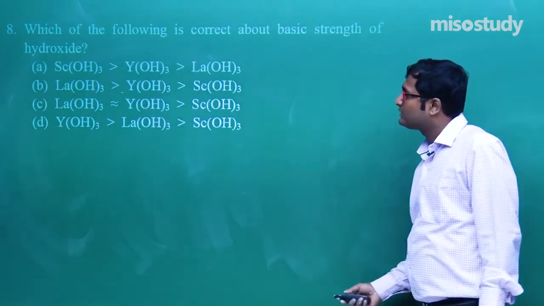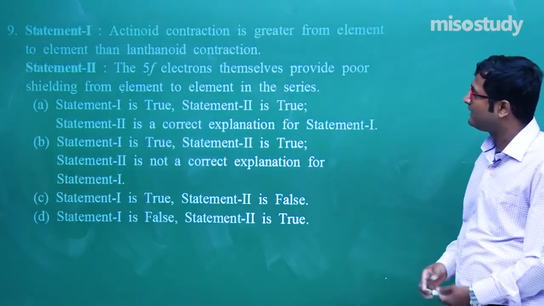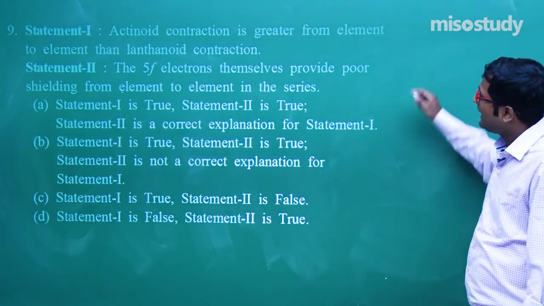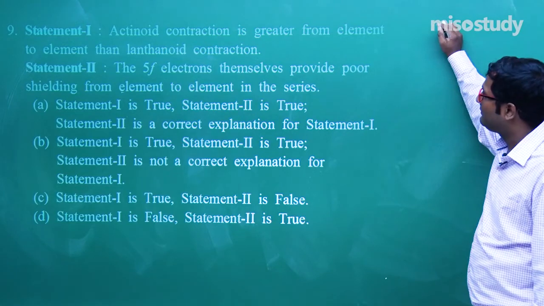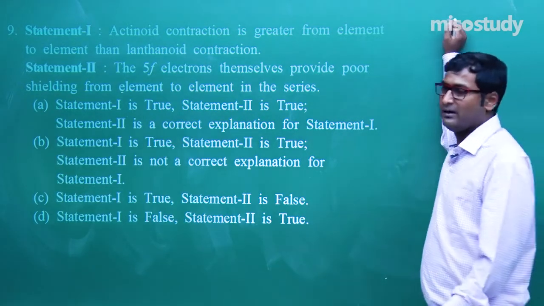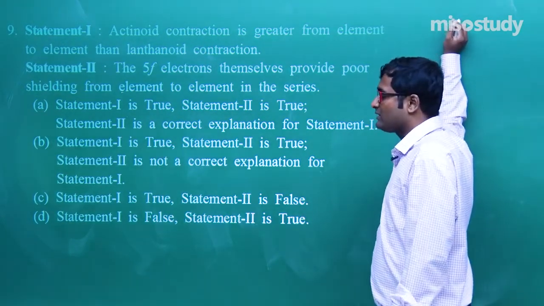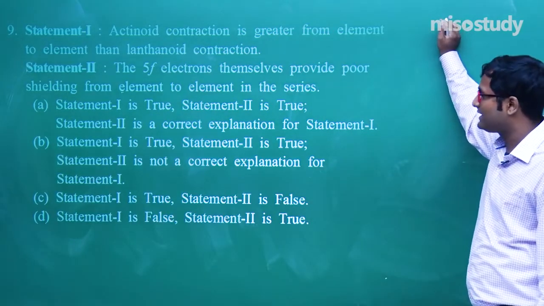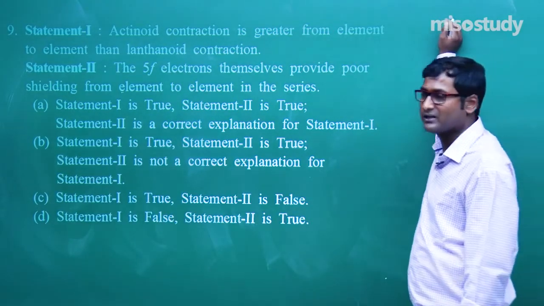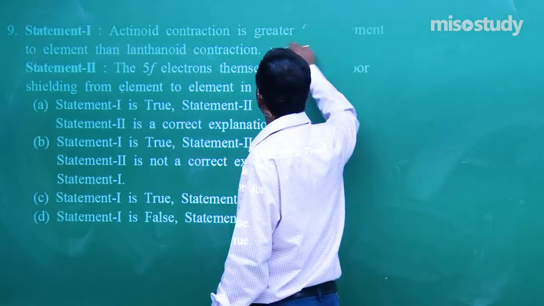Now look at the next question. This is a statement type question. What is given here? Actinoid contraction is greater from element to element than lanthanide contraction. That is simple, it is a true statement, because first comes lanthanide, then comes actinoid contraction. It is greater from element to element than lanthanide contraction. Okay, this is a straightforward question. This one is a true statement.